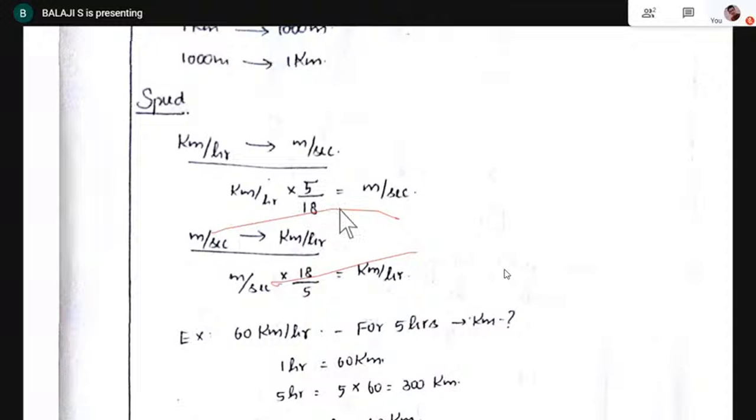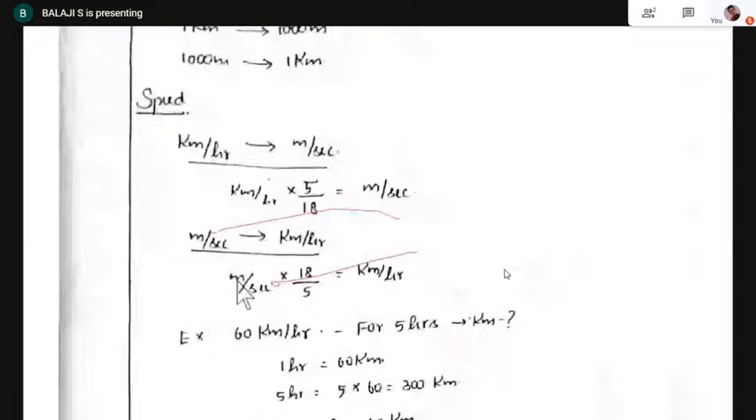So for this, I will give you a small tip. See here, kilometer per hour is a big value and meter per second is a small value. We are converting a bigger value into a smaller value, so we must multiply so that the numerator consists only of the smaller value. Which is the smaller value here, 5 or 18? 5 is the smaller value. So kilometer per hour into 5 by 18.